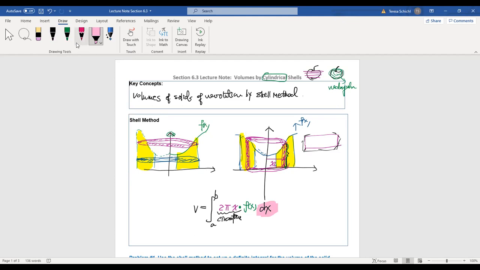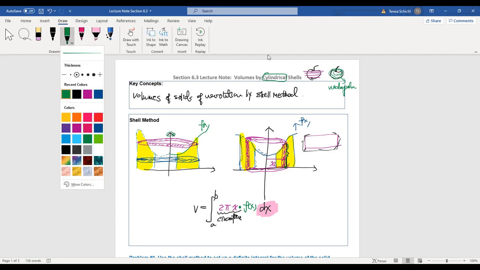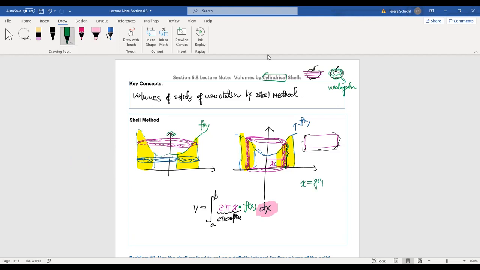The whole purpose here is, remember, if I want to use the disk method, I need to change x to a function of y if I'm rotating around y. Sometimes this function is very difficult to change to y, so the disk method may not be a good one to use. For example, if my f of x is x squared plus 3x minus 5, and I'm rotating around the y, I know from the previous lecture that I need to change it to x equal to some function of y.